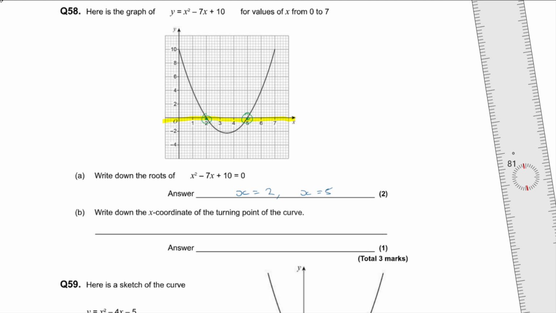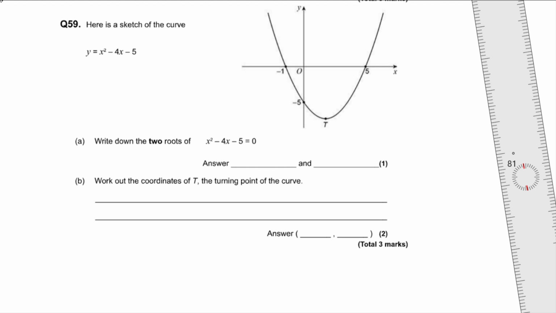Write down the x-coordinate of the turning point of the graph. Now, that is going to be this point here in the middle at the bottom of the graph. Okay, now it's going to be halfway between the roots. So 2 plus 5 is 7, divided by 2 is 3.5, or you could just read it off from the graph. Either way, you can see it should be x is equal to 3.5. So x equals 3.5 for that.